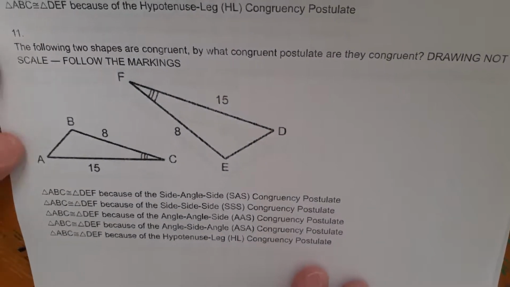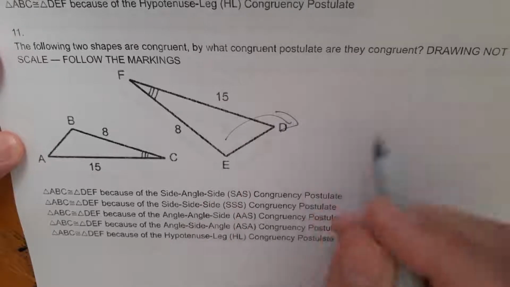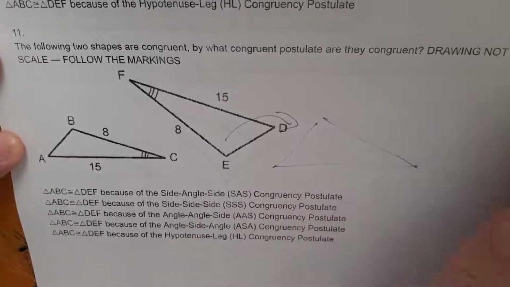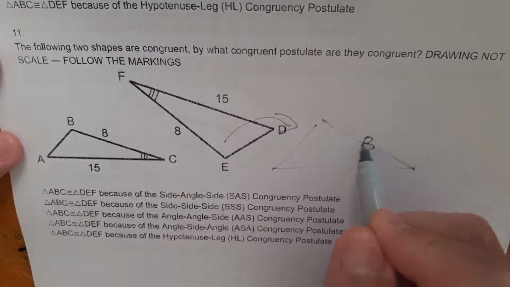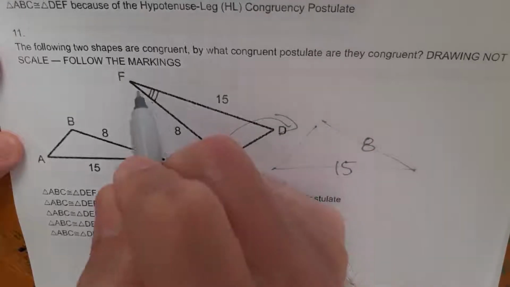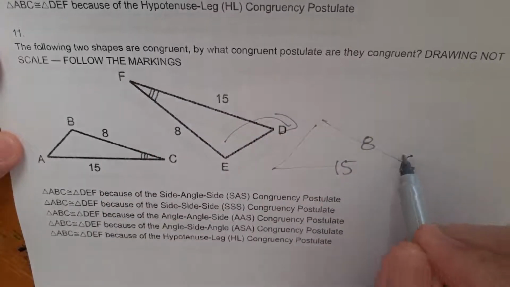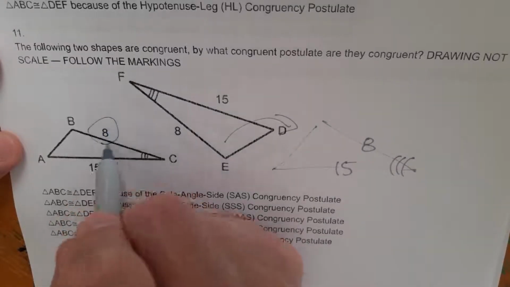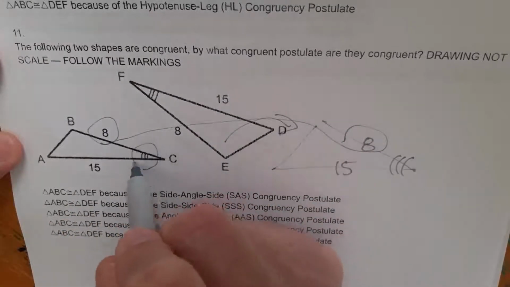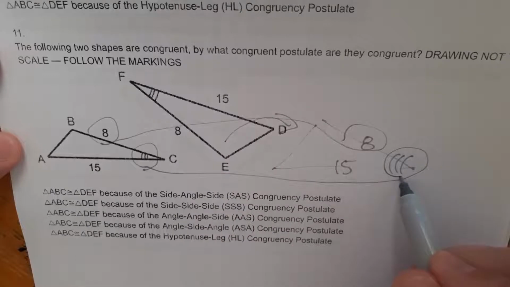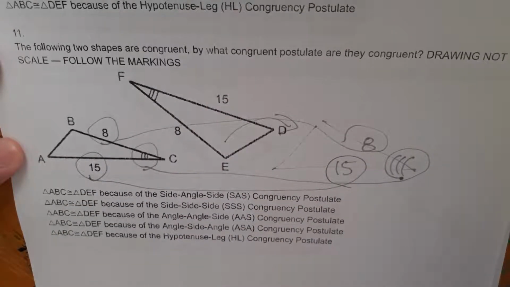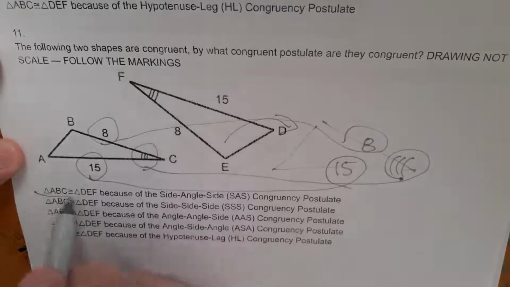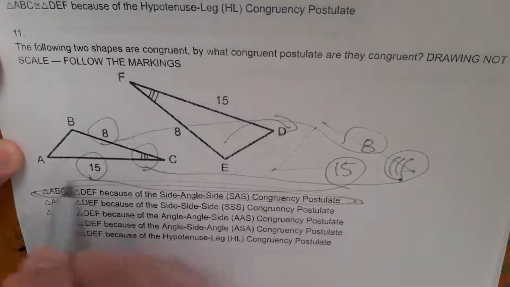All right, same drill. They're giving us, let's rotate this. They all seem to rotate the same direction, I guess being consistent to help us as much as possible. That would put the 8 here, the 15 here, and that would put this angle F right here. 1, 2, 3. So 8 corresponds with 8. The angle included between the two sides corresponds with this angle. And the 15 corresponds with this side. So this would be a side, angle, side congruency postulate.